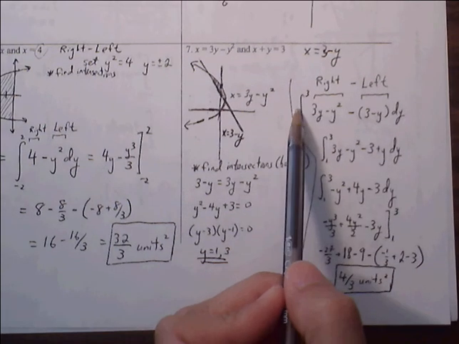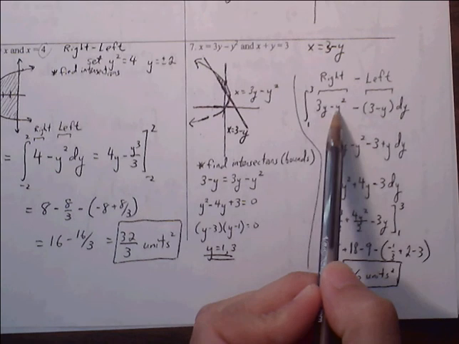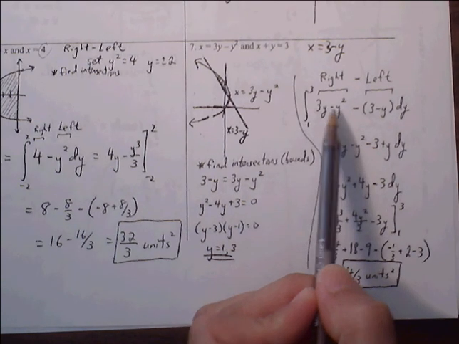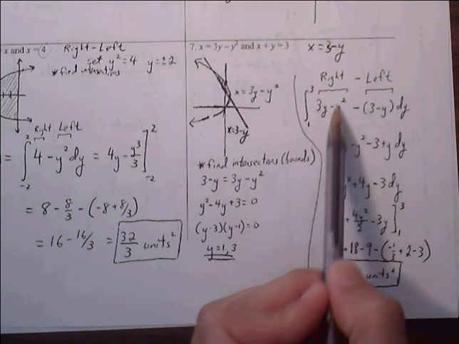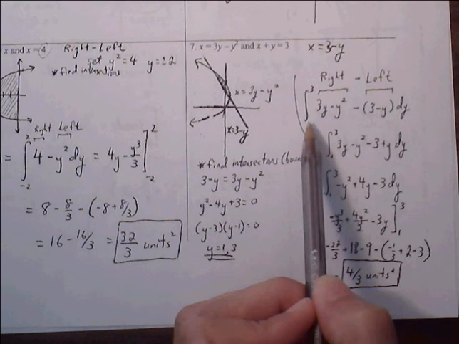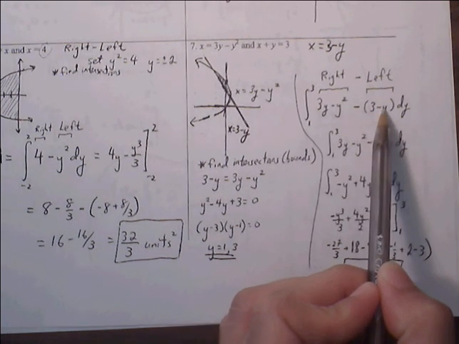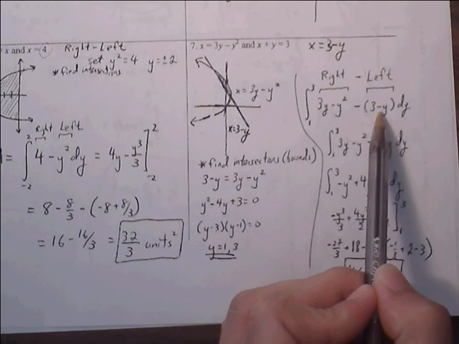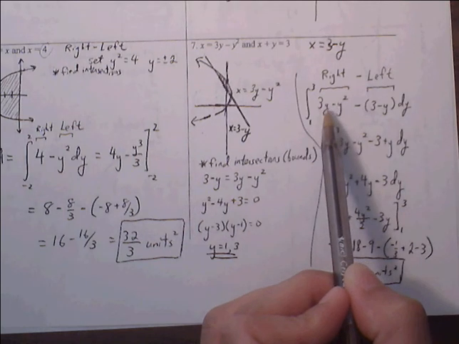So for instance, if I plug 2 into the first curve, 2 times 3 is 6. 6 minus 2 squared is 6 minus 4, which is 2. So this graph gives me a value of 2. If I plug 2 into this expression, 3 minus 2, right? 3 minus 2 is going to be 1. So we know that 2 is a larger value.